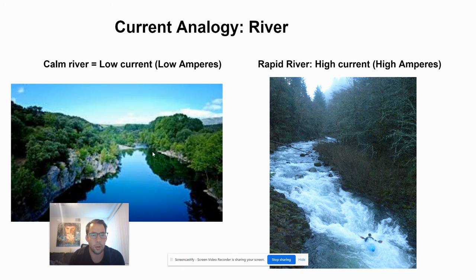So a very low current is like a calm river, right? All these water molecules, or the electrons, aren't moving very fast. There's some movement, but the current is so low. High current is like a rapid river here. We can see that the water molecules, or the electrons, are moving really, really fast.